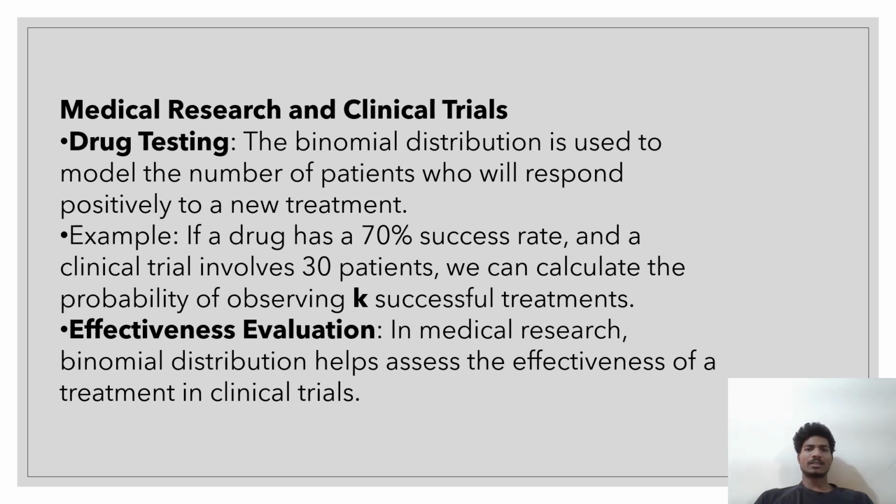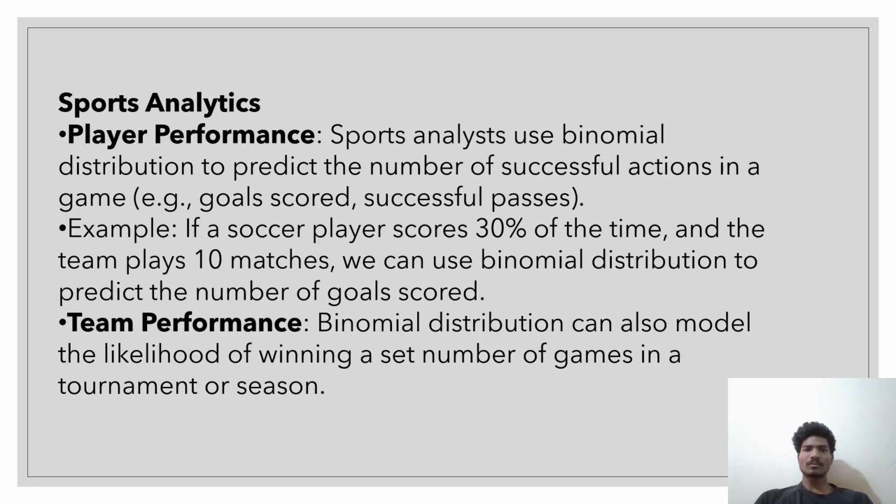Medical research and clinical trials, drug testing. The binomial distribution is used to model the number of patients who will respond positively to a new treatment. Example: if a drug has a 70% success rate and a clinical trial involves 30 patients, we can calculate the probability of observing k successful treatments. Effectiveness evaluation: in medical research, binomial distribution helps to assess the effectiveness of a treatment in clinical trials.